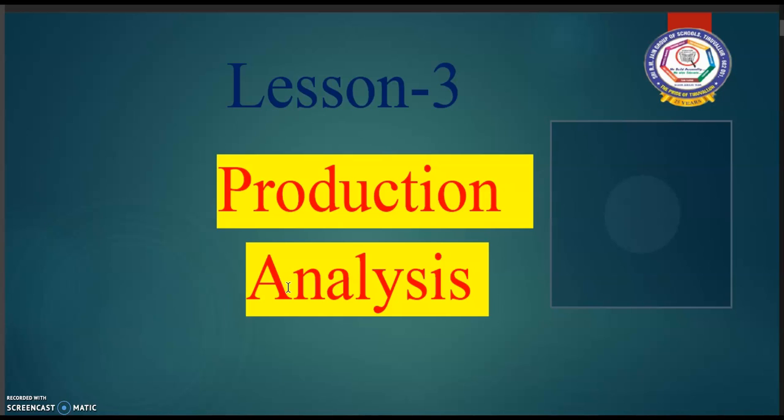Production is the result of cooperation of four factors of production: land, labor, capital and organization. In economics, production refers to the creation or addition of value. So it simply transforms the inputs into output.